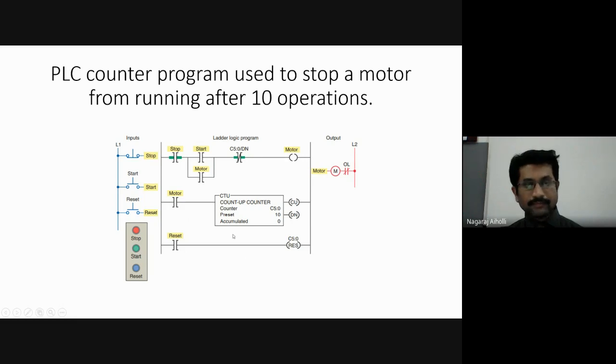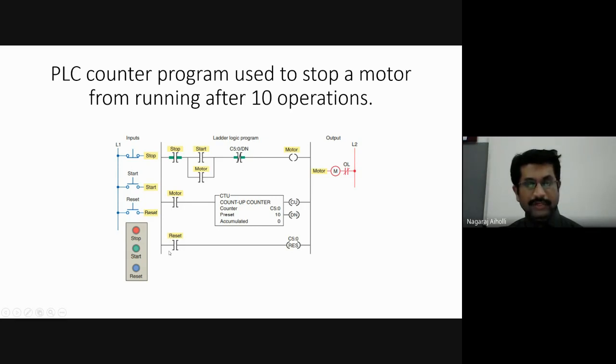Okay. We have 3 switches here. One is the stop switch, which is indicated by a red lamp. The start switch is indicated by a green lamp, and the reset switch is indicated by a blue colored lamp. If we want to reset this up counter, we have to use the reset instruction. When we press this reset switch here, the reset contacts become closed.